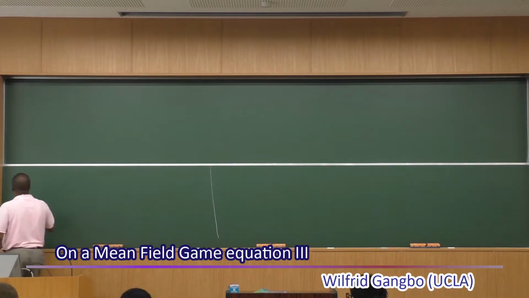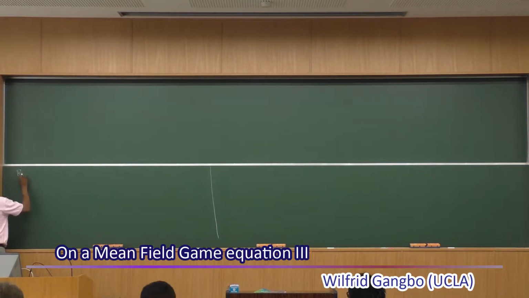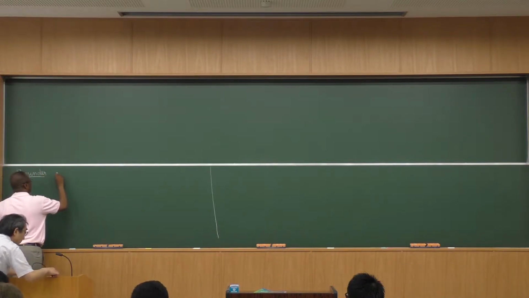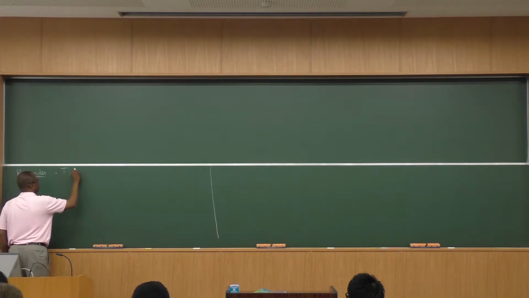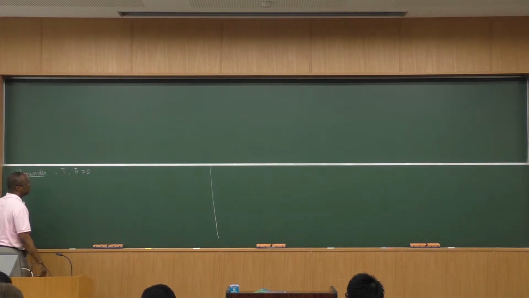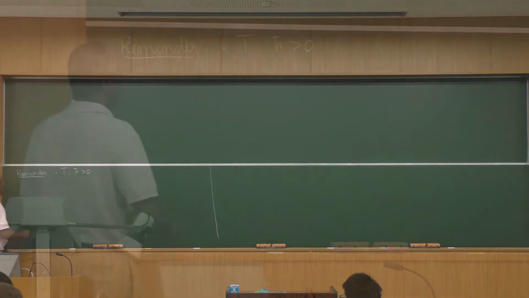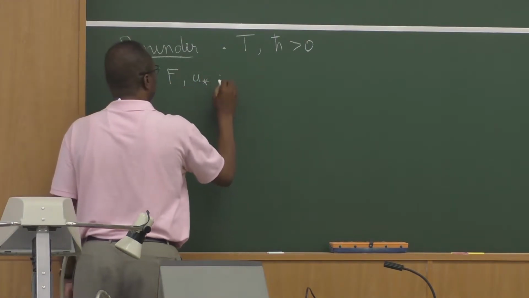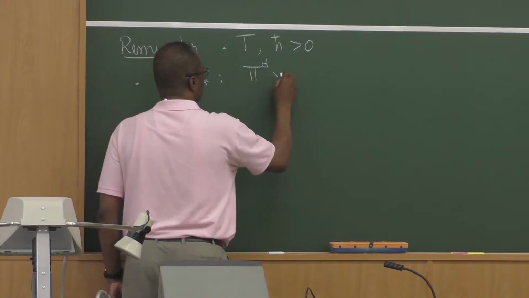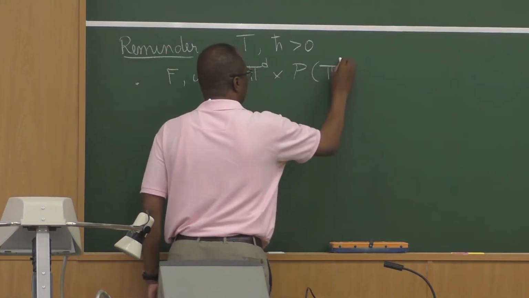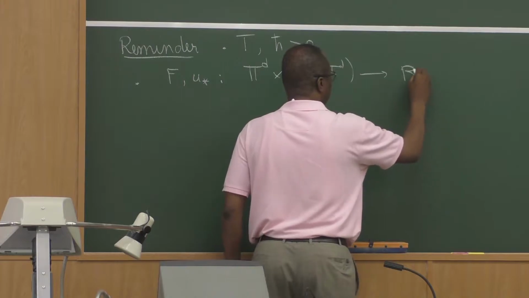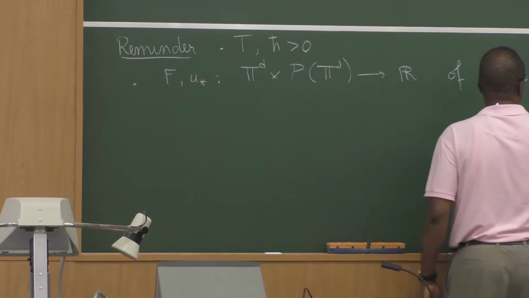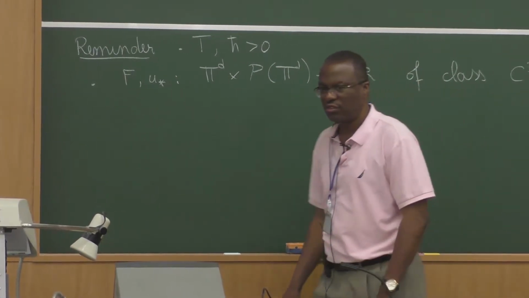Yes, so let me start with reminding some notation. T and H bar are greater than 0. And F, U star are from the torus cross the set of probability measures on the torus into R of class C3.